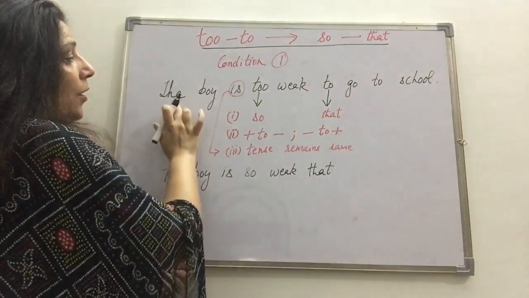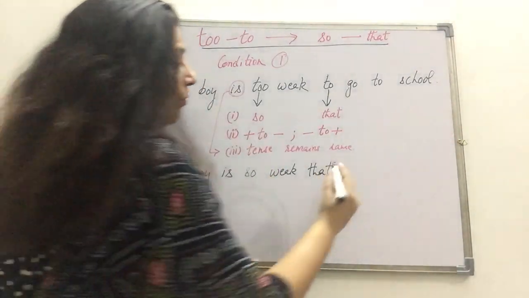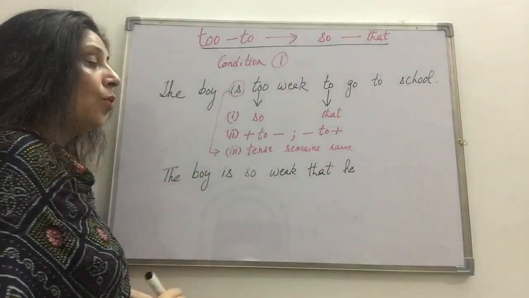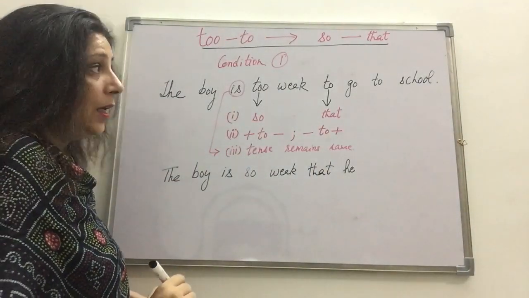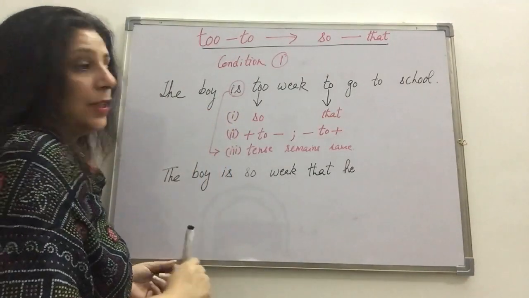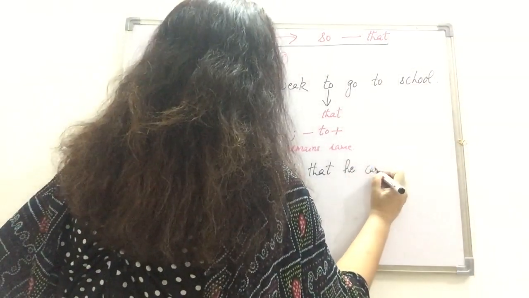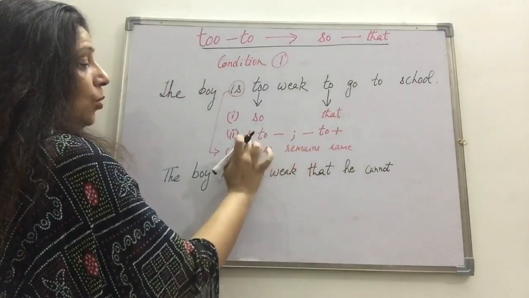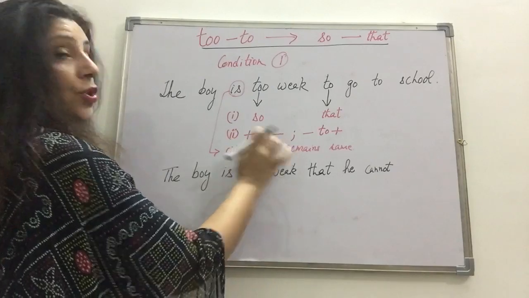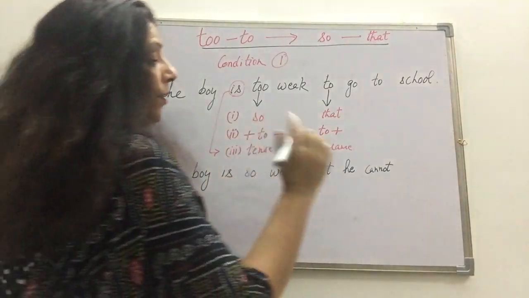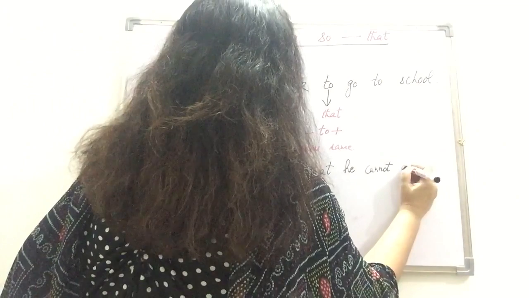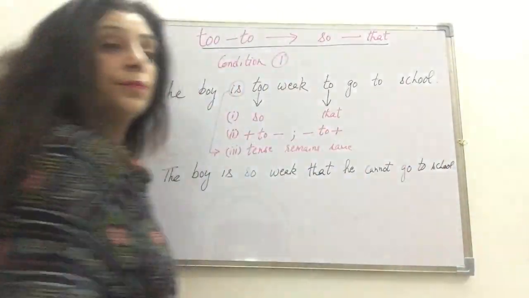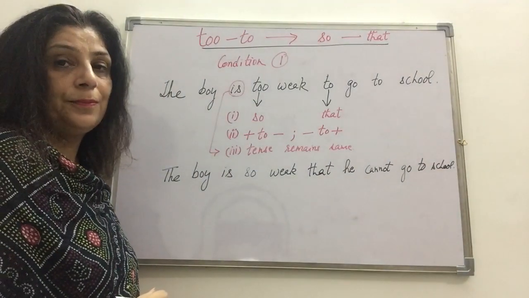Now, after this, when we change into so that, here we will use the word which is given here. Now, the boy. Boy means he. The pronoun will be he. The boy is so weak that he, present tense, it will be changed into cannot, because we have to change into negative. Rule number 2, positive goes to negative. The boy is so weak that he cannot go to school. This is the answer.